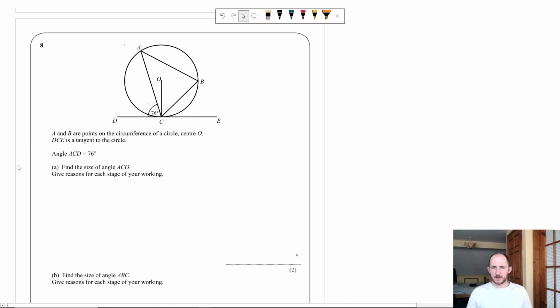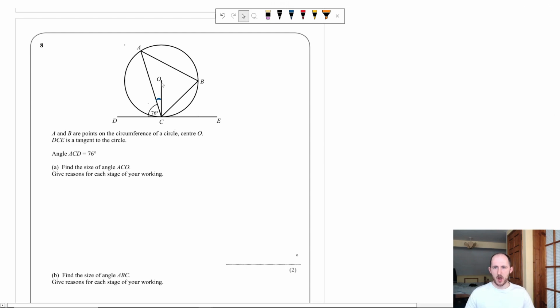So, what do we have here? A and B are points on the circumference of a circle centre O. DCE, so this straight line here, is a tangent. ACD is this, cool. Find the angle ACO. So ACO is this tiny little sliver over here. And it does say give reasons for each stage of your working out.